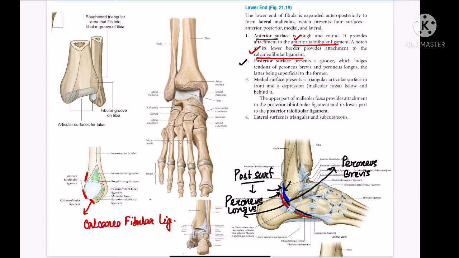Regarding the medial surface, it presents a groove. It presents a triangular articular surface in front and a depression below and behind it.